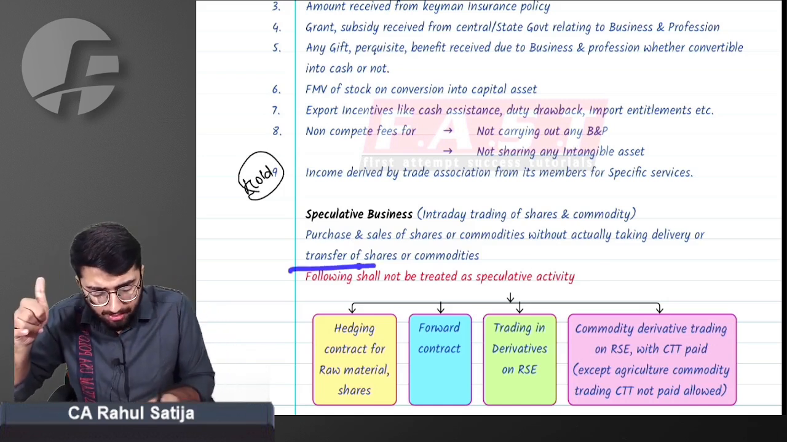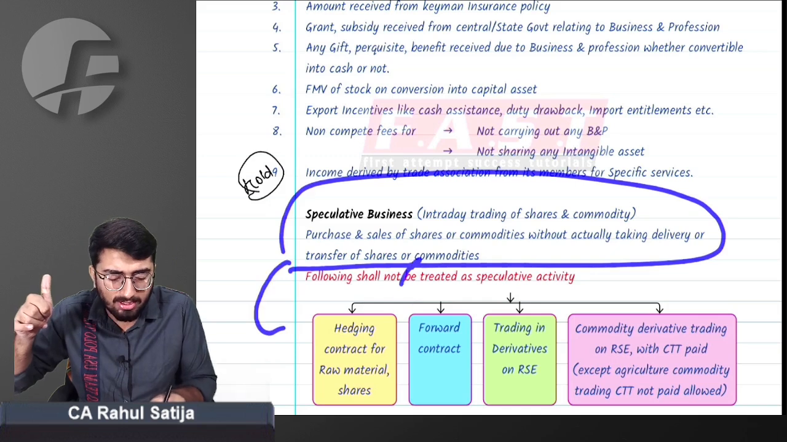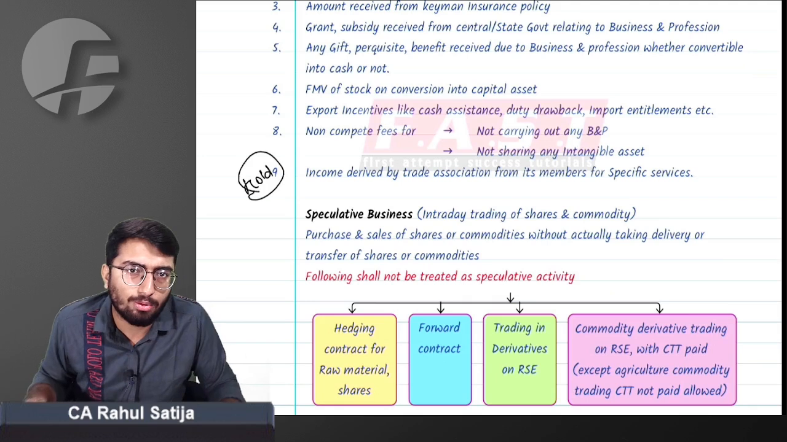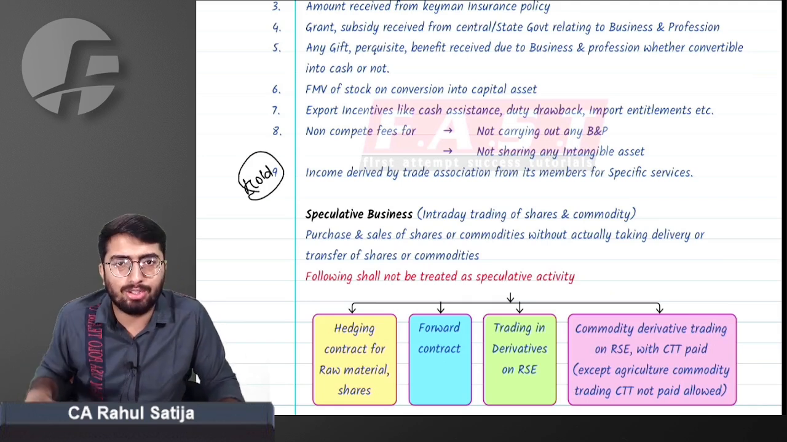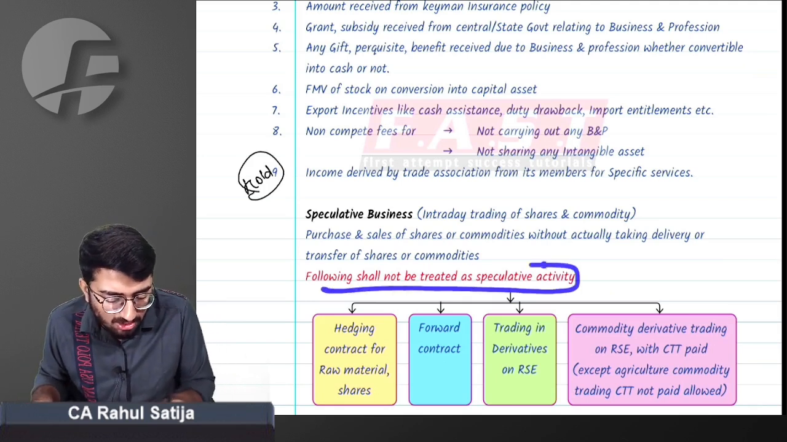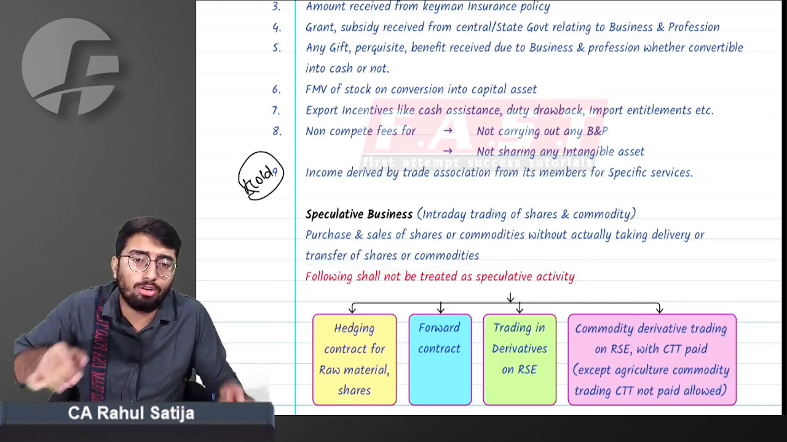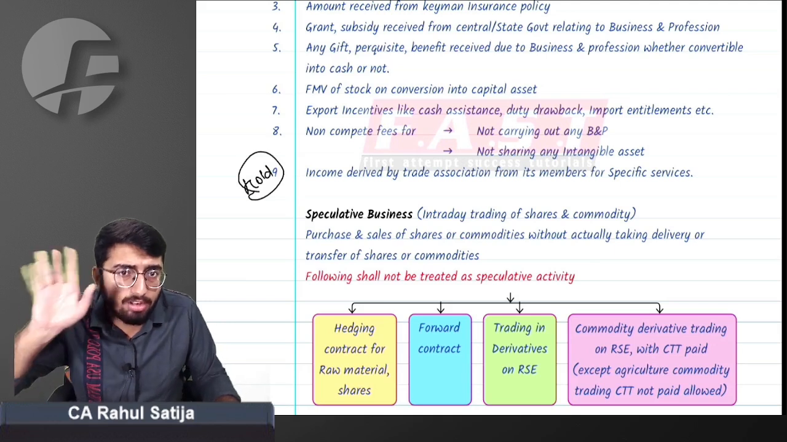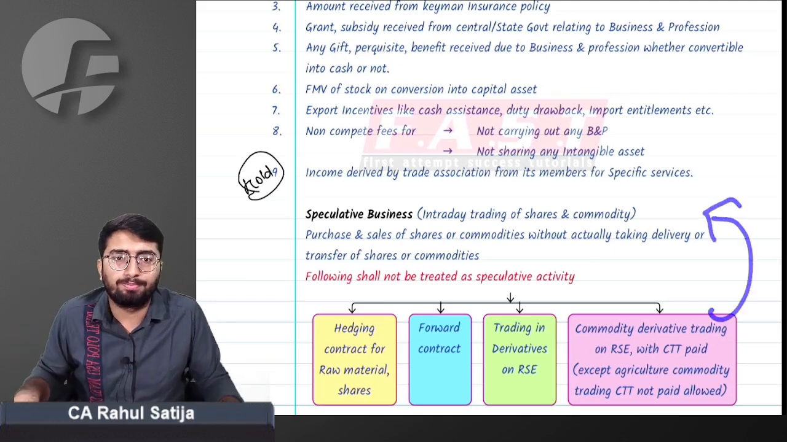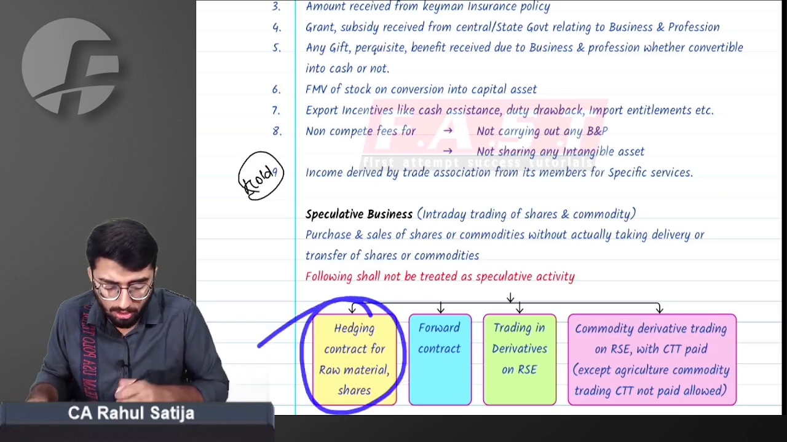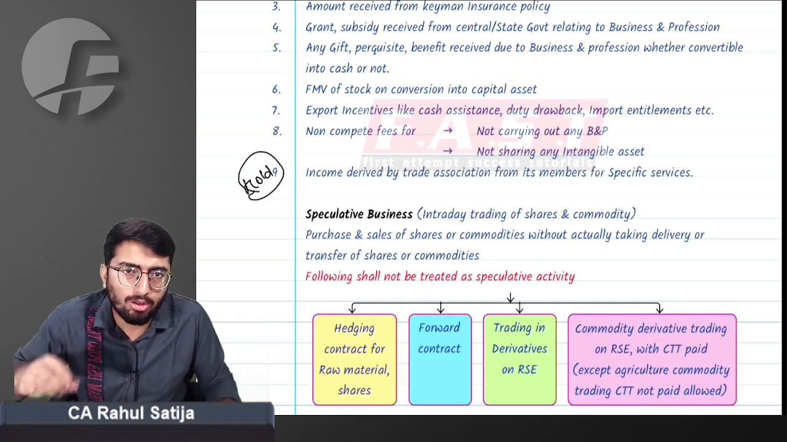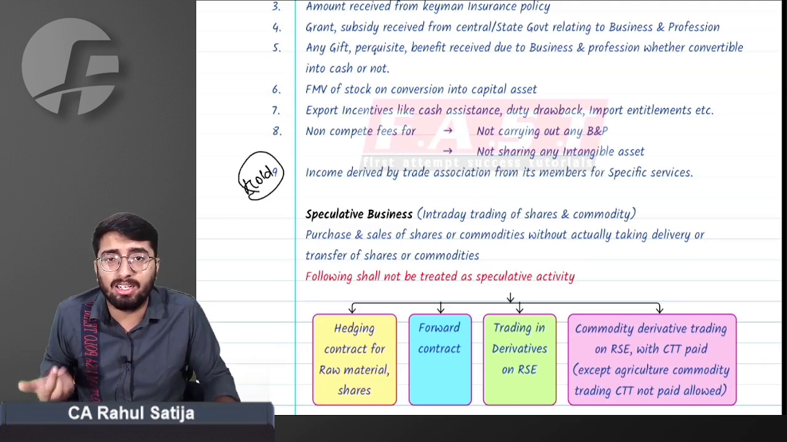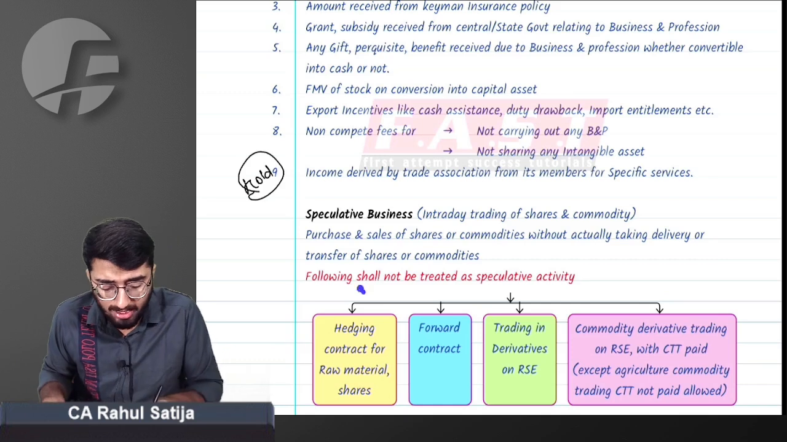Got it? From the above definition, can I say a few businesses will be considered as speculative? For example, hedging contracts will also be speculative. For that matter, the provision lays down certain relaxations. It says the following businesses will not be treated as speculative. Sir, these four businesses mentioned in these boxes will not be treated as speculative business despite the fact that they fall under the definition. What are those businesses? Hedging contracts for raw materials. If you are doing a hedging contract for raw material, it is necessary now. It is necessary to protect your revenue. It is necessary to protect your losses. So for that matter, you are hedging.